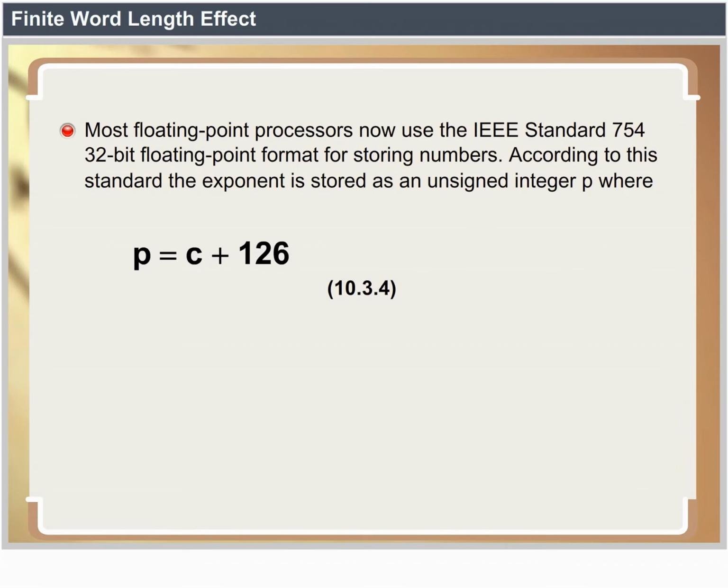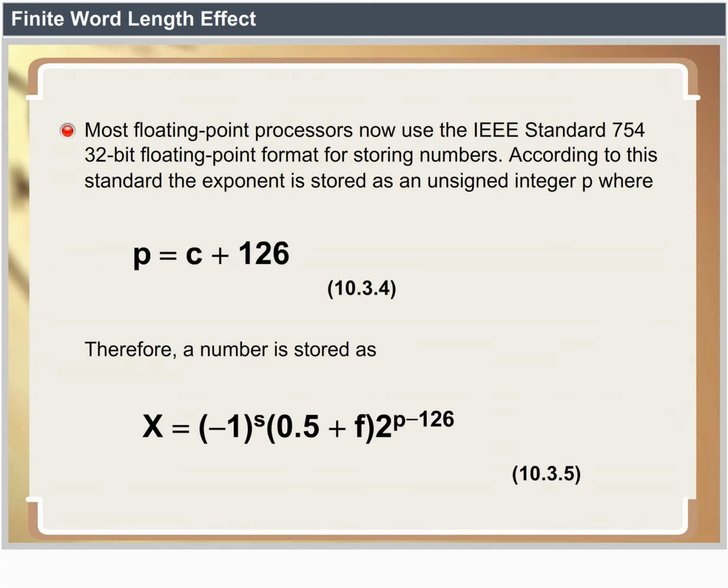Most floating point processors now use the IEEE standard 754 32-bit floating point format for storing numbers. According to this standard, the exponent is stored as an unsigned integer p, where p equal to c plus 126, is called equation number 10.3.4. Therefore, a number is stored as x equal to (-1)^s into (0.5 plus f) into 2^(p minus 126), is called equation number 10.3.5.